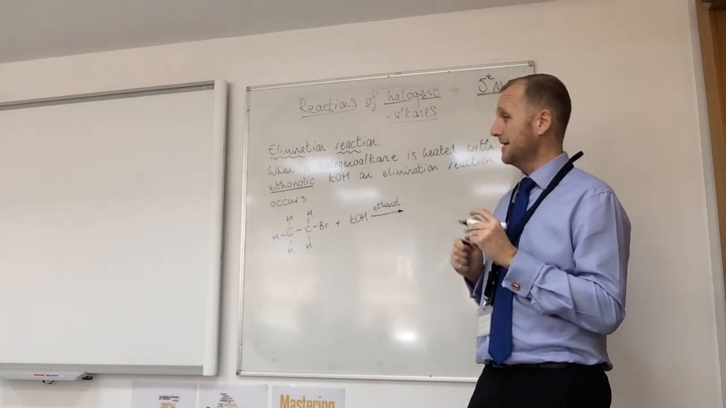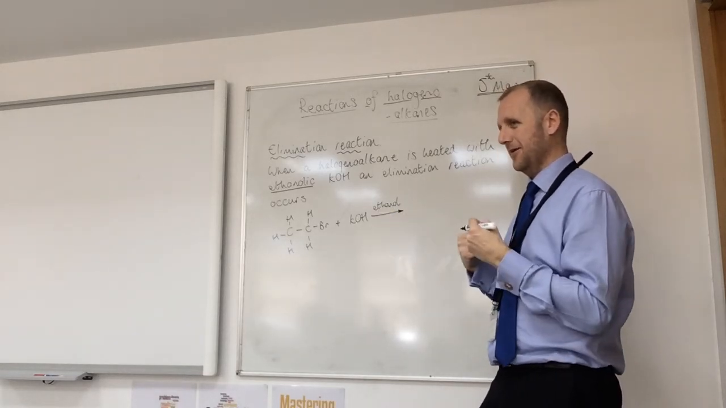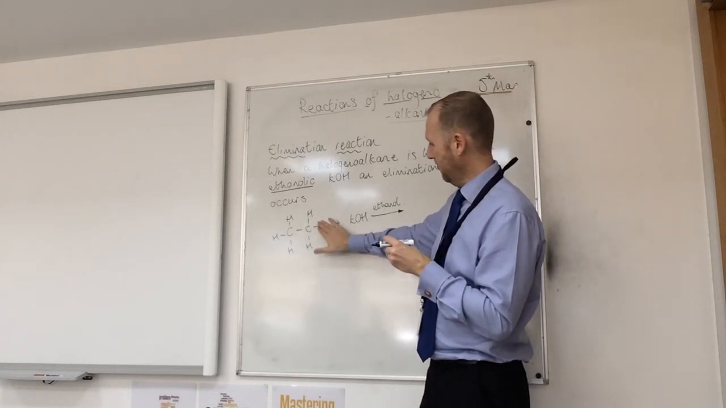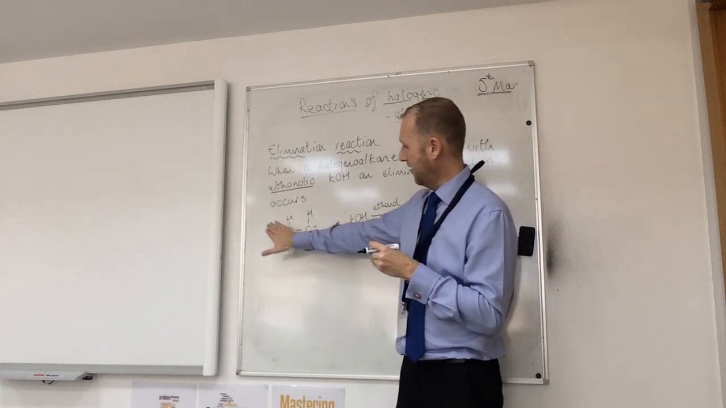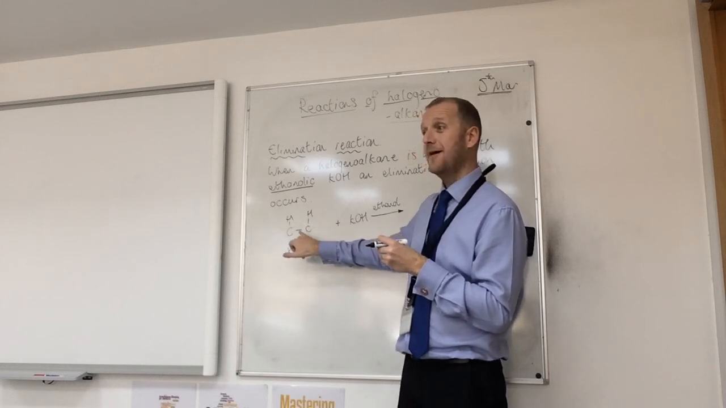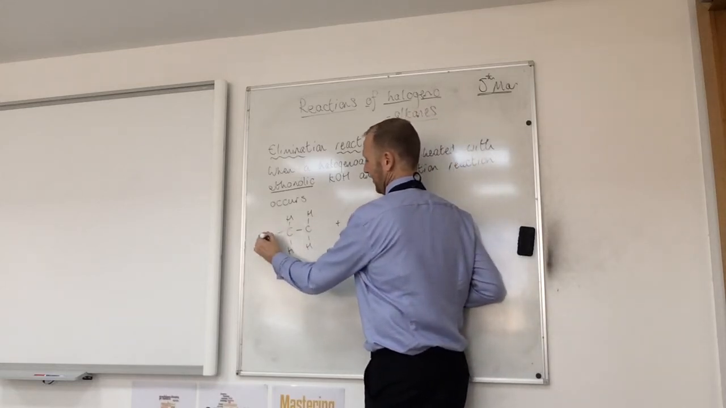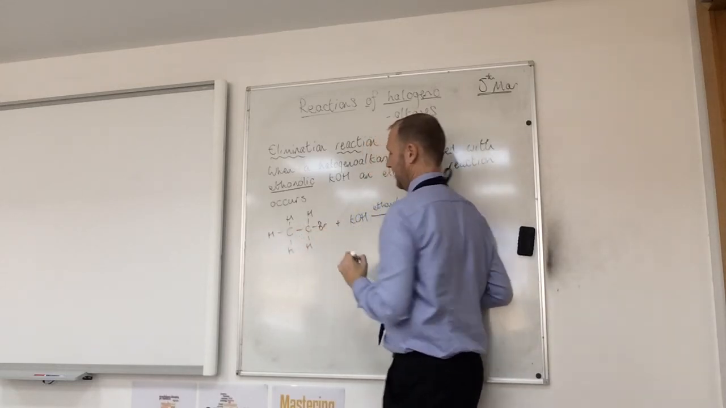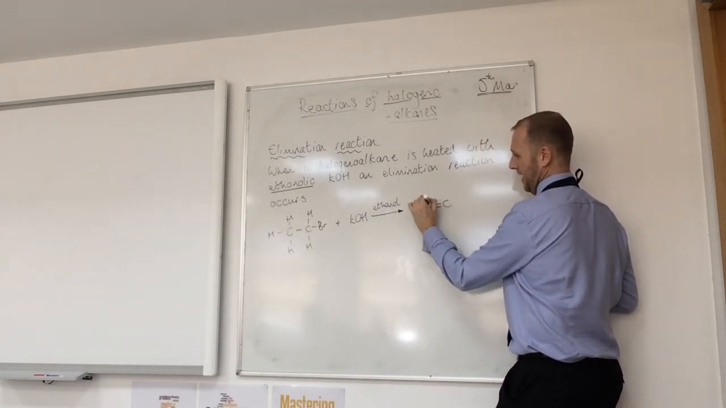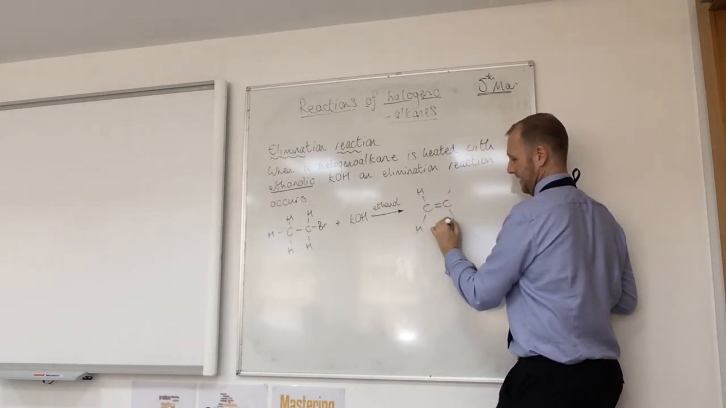An alkane? But I'm taking it away completely. I'm not putting anything else back in. It's just eliminating. So if I was to eliminate this bromine and a hydrogen, what would I have to have there? A double bond. Yeah, I need a double bond. So this will form, from a halogenoalkane, an alkene.